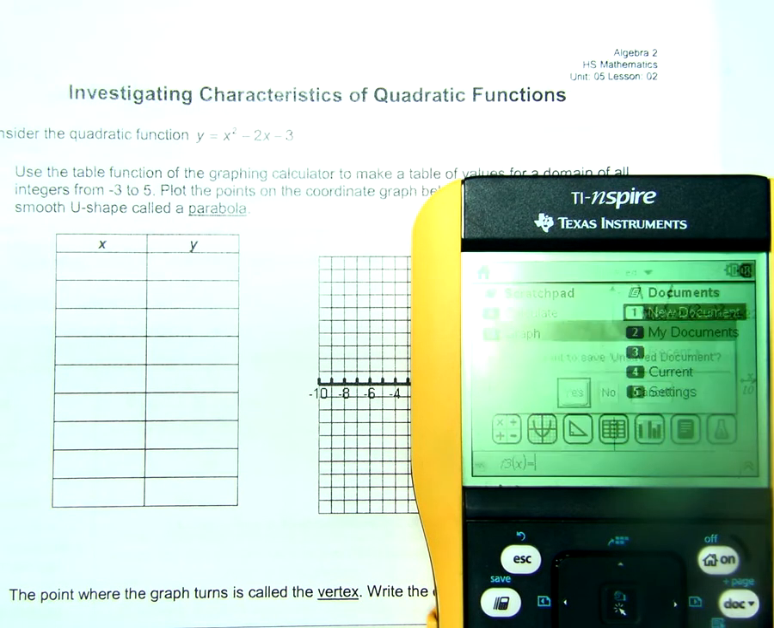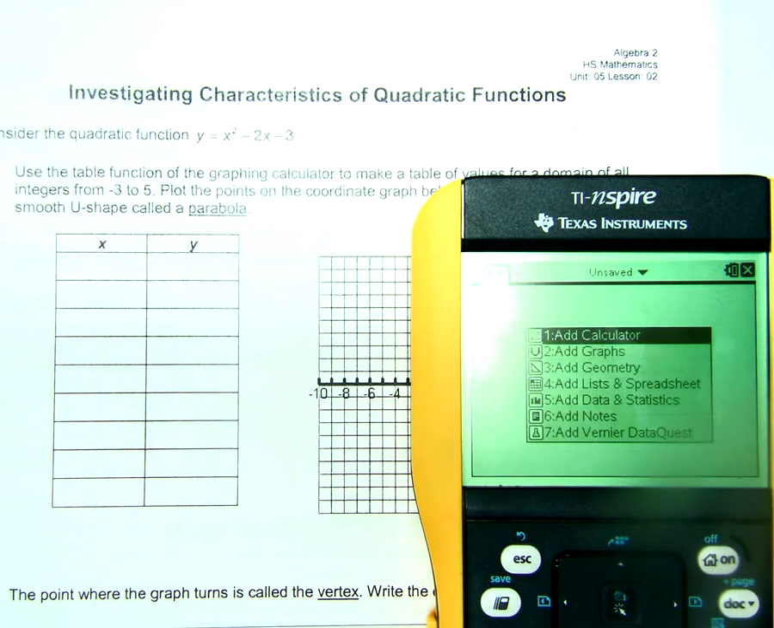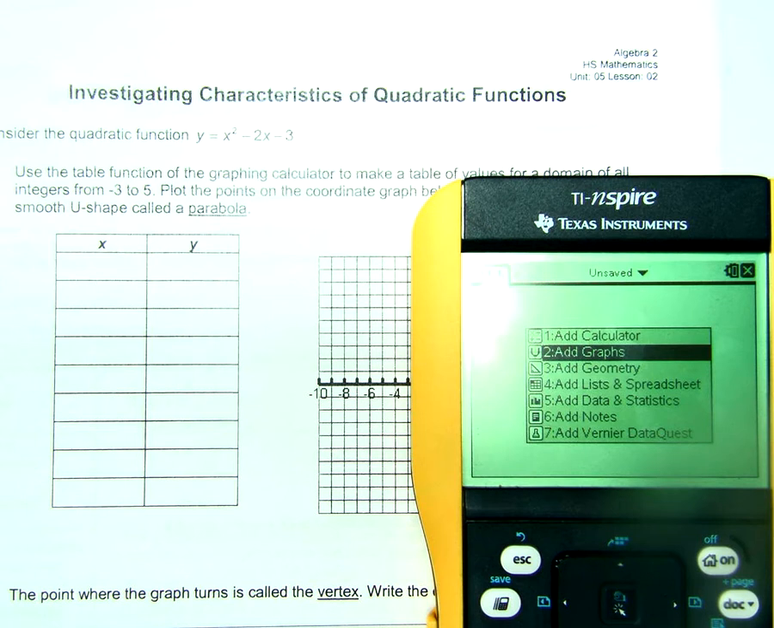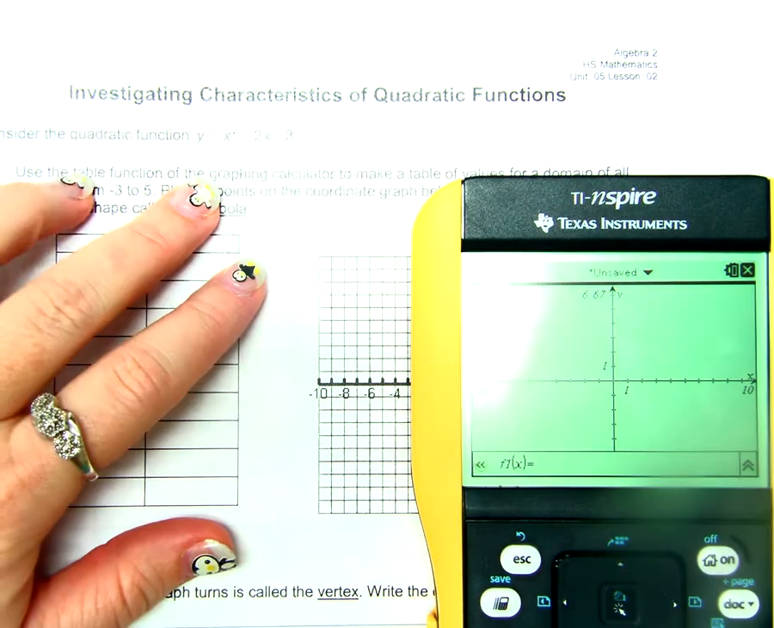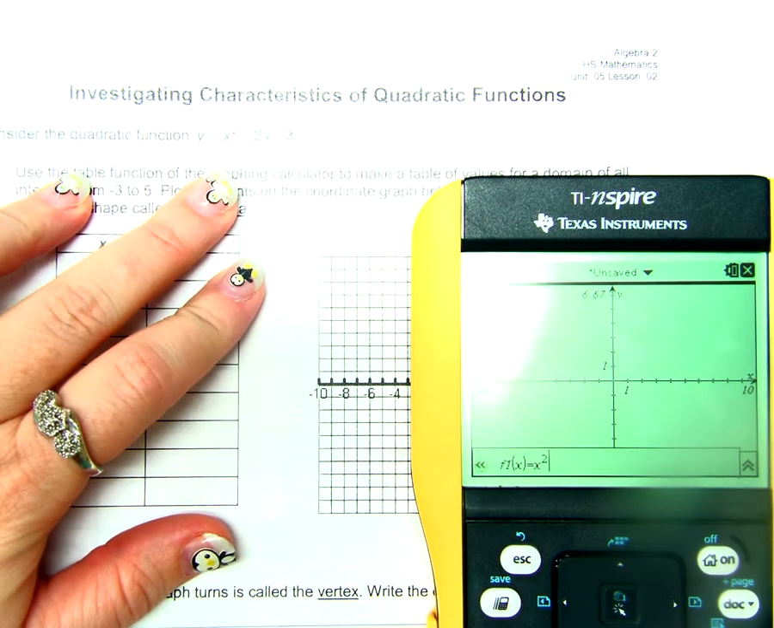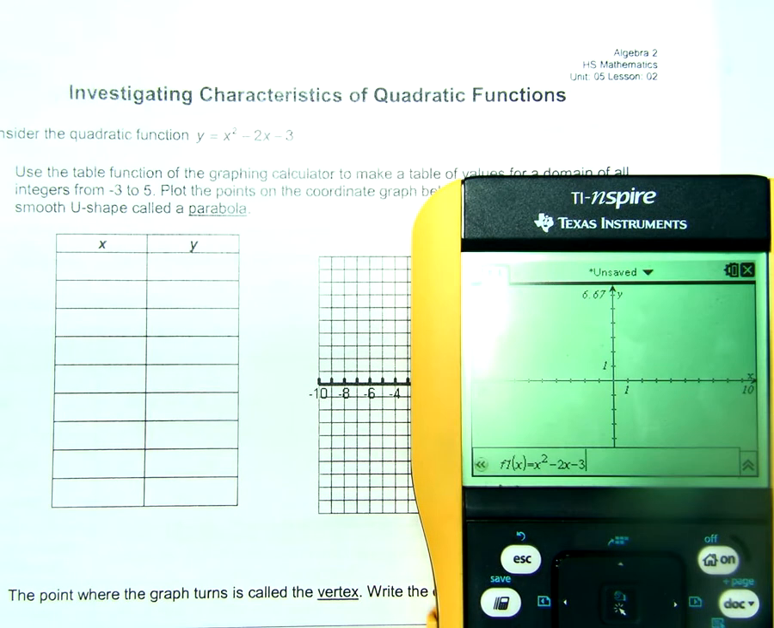Let's open a new document. No, we don't want to save the old one. And we want to open a graph, right? Okay. So, what are we going to put into our function? Does Emilio have one? See if he has one. Okay, so x squared minus 2x minus 3. Thank you. And now when we hit enter, there's the beautiful graph for us.